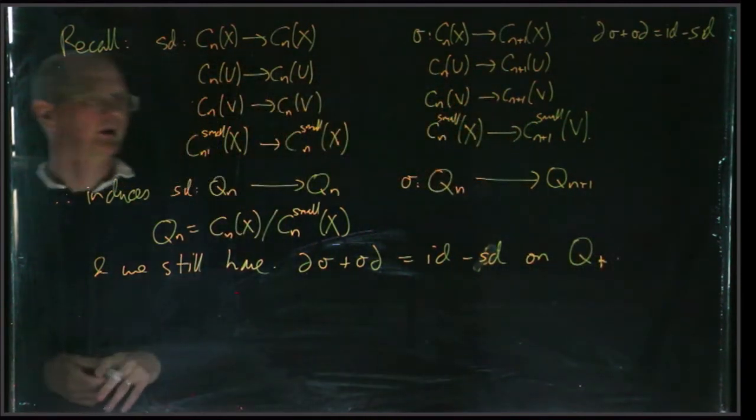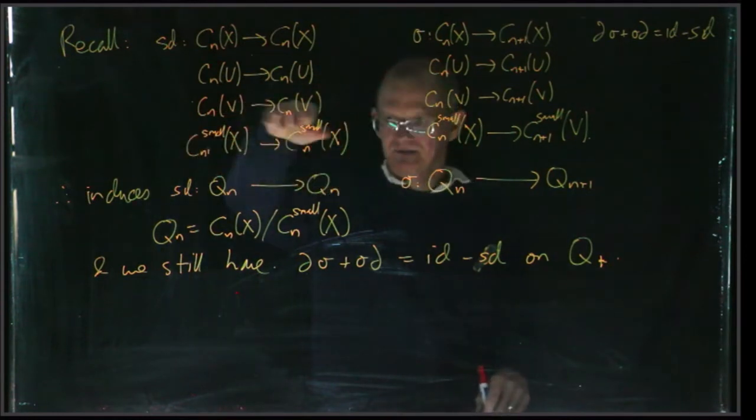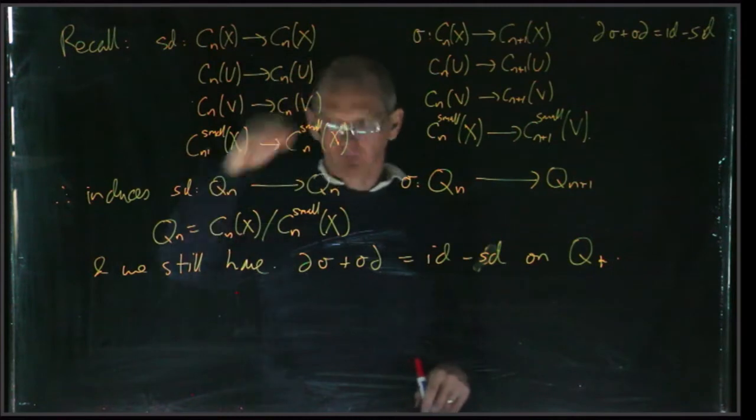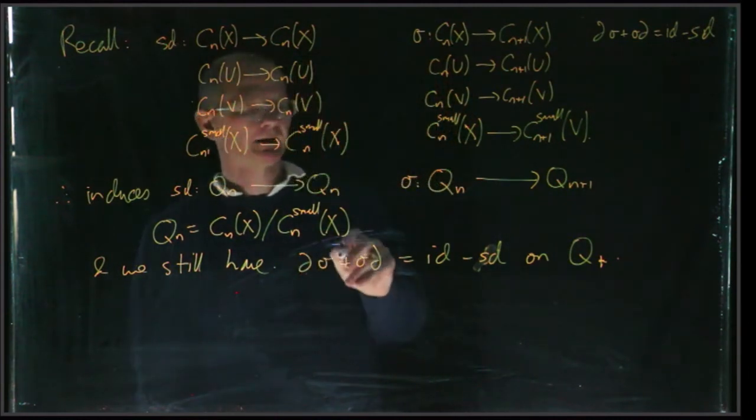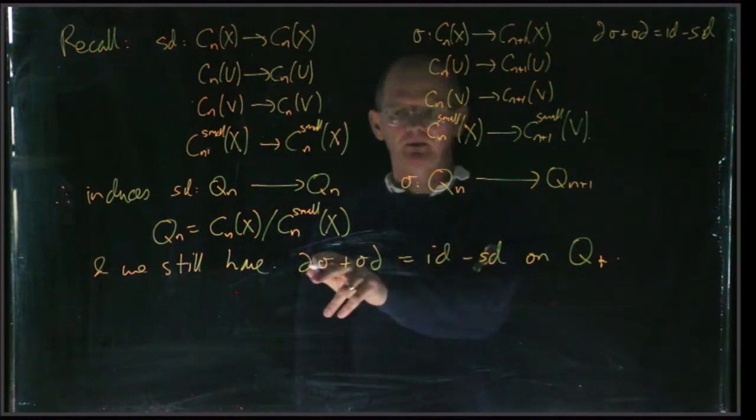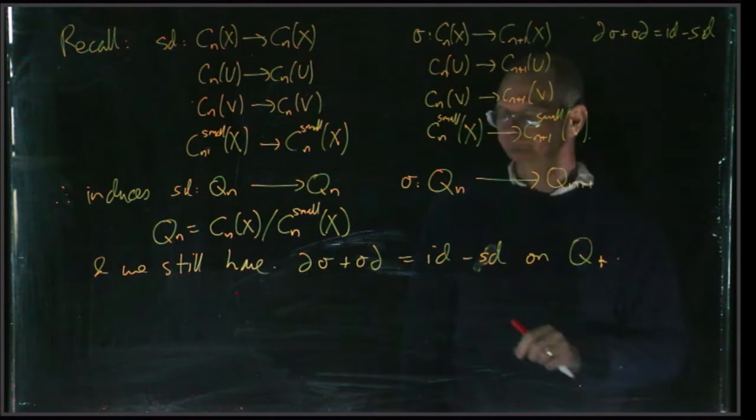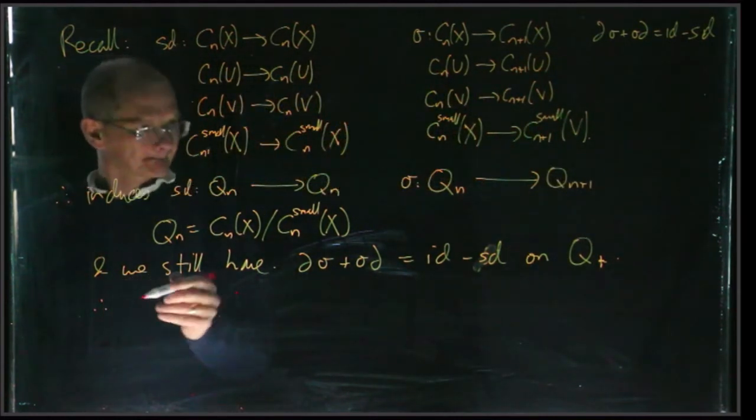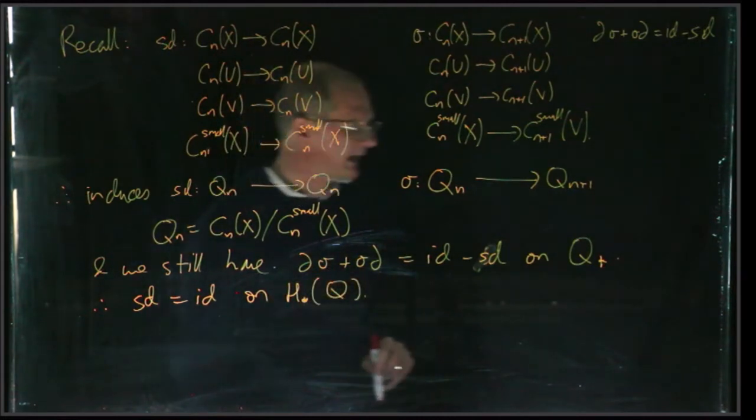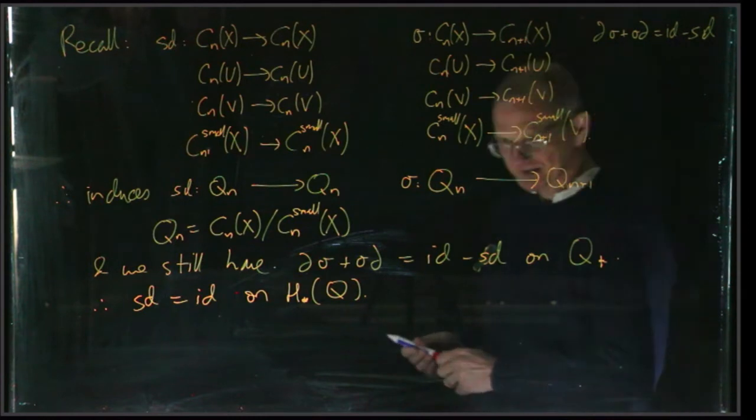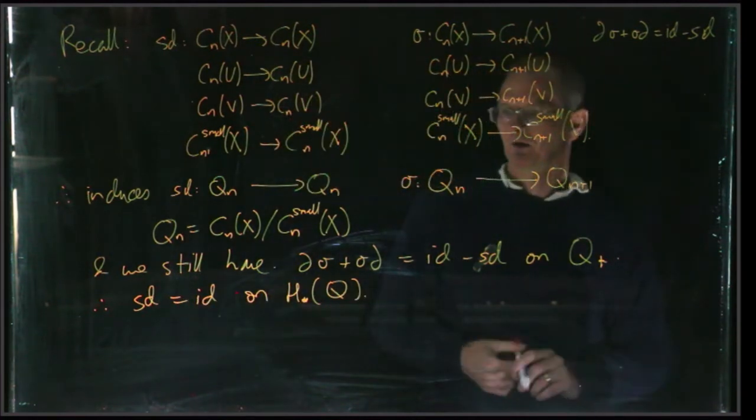Notice also that the differential from Cn to Cn minus 1 preserves CnU, CnV, and Cn small, so you've also got an induced differential on Qn. This is a quotient chain complex, so we've got a well-defined d on Qn, and you've still got d sigma plus sigma d as the identity minus subdivision, because that's true on CnX, so it's also true on this quotient complex. And if you've got chain homotopic maps, then they induce the same thing on the homology. That's a key fact about chain homotopies. So we're seeing that the subdivision is the identity on the homology of Q.